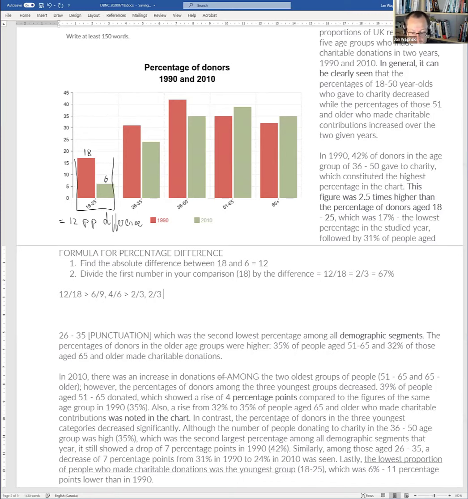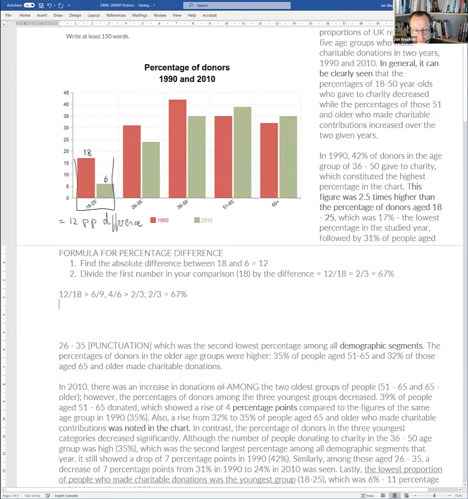So it's 2/3, and 2/3 as a percentage equals around 65%. Exactly, it's 66.66666, et cetera, percent, so round it to 67%. 66.6 rounds up to 67. Let's say we got a difference of 15 over 20. What would be the percentage difference? We can divide by 5, so it will be 3 over 4. And the percentage is 75%.